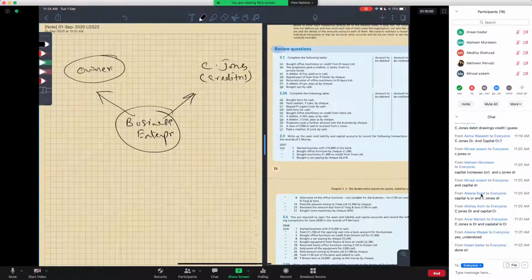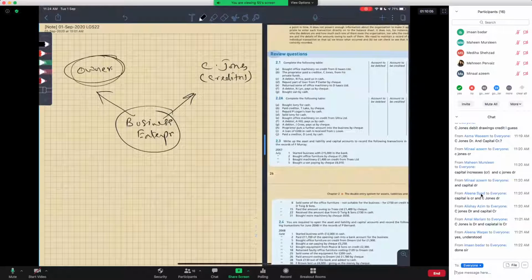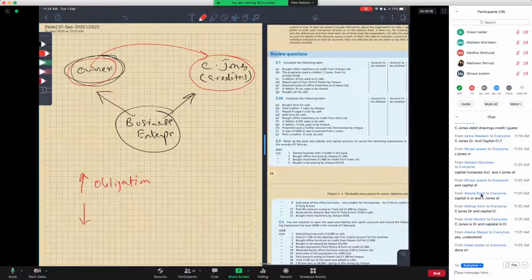But what is being described in this transaction is that the proprietor, the owner, paid directly to one of your creditors. Now, what is happening over here? One obligation is increasing, and then there is another obligation which is decreasing. So the increase in the obligation is towards the owner because now you owe your owner more, but the decrease in the obligation is towards C. Jones because you no longer owe C. Jones the amount you owed before.